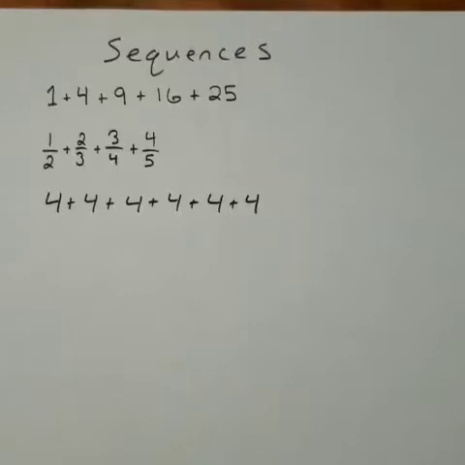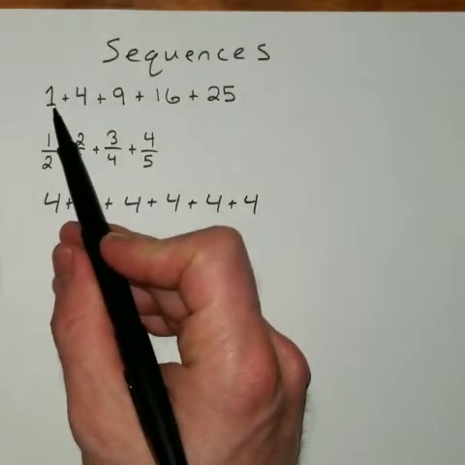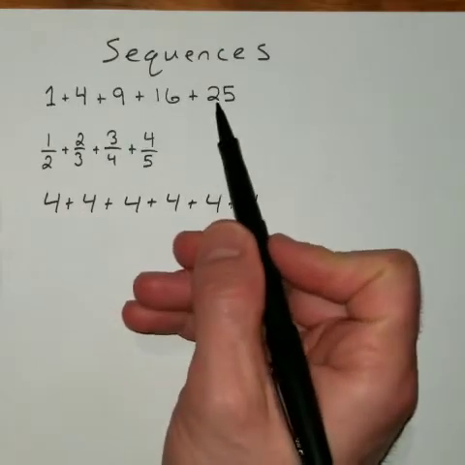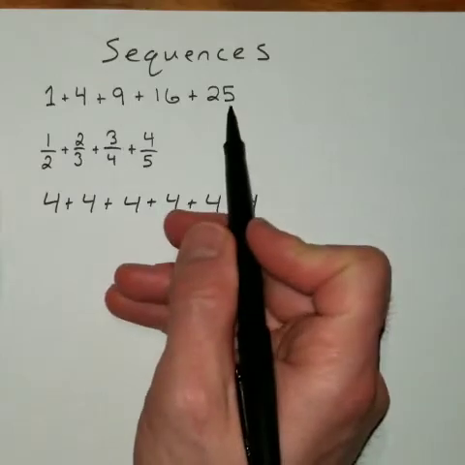The next thing we're going to do with sequences is actually add the terms together, something we call a sum or summation. Okay, so I've got a couple examples here, and we'll take them one at a time. In the first one, this one is the one where we had the perfect squares as the terms. But I'm only going to add the first five of them together.